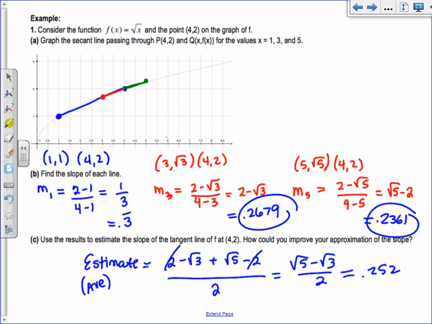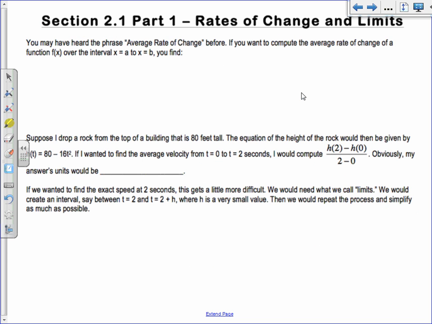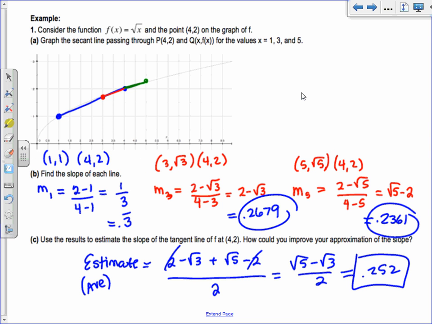The actual answer, if we found it at that point, is 1/4. Okay, so pretty close. So how could you improve your approximations as well? Maybe you could take values that are even closer. So maybe you could do like 4.1 or 3.9. That gets really close to that. All right, next up.